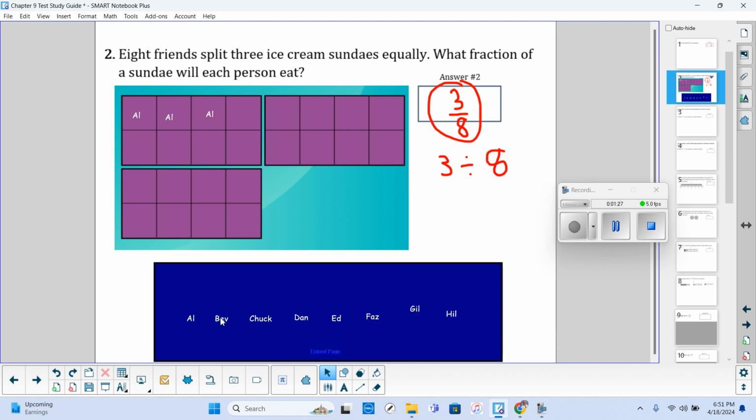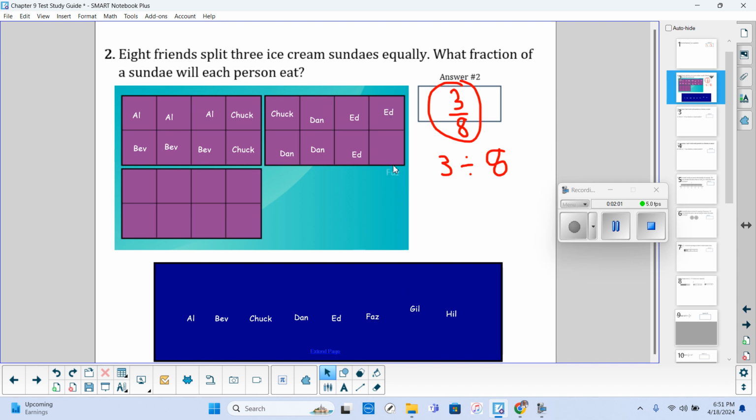Then we have Bev, she's going to get 1, 2, 3/8 of a sundae. Chuck is going to get 1, 2, 3/8 of a sundae, so he's going to get 2 of the 8ths here and then another 8th there. Dan will get 1, 2, 3/8 of a sundae. Ed, same thing, he's going to get 3/8 of a sundae.